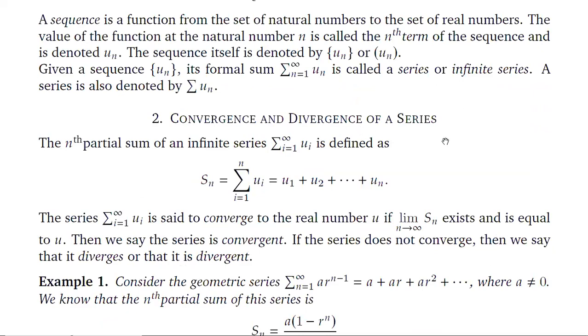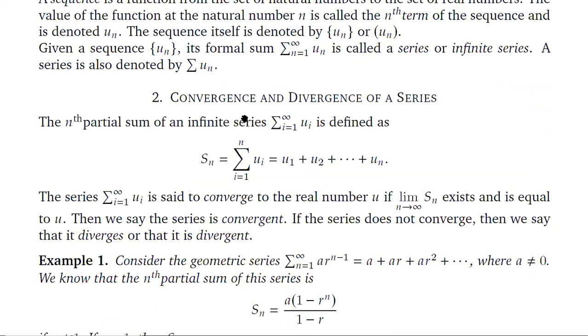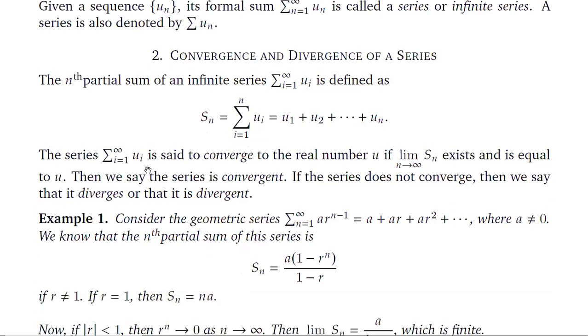Convergence and divergence of a series. The nth partial sum of an infinite series, summation ui as i is equal to 1 to infinity, is defined as Sn, summation ui, which is equal to u1 plus u2 and so on up to un. The series summation ui is said to converge to the real number u if limit Sn as n tends to infinity exists and is equal to u. Then we say that the series, that is summation ui, is convergent. If the series does not converge, then we say that it diverges or that it is divergent.